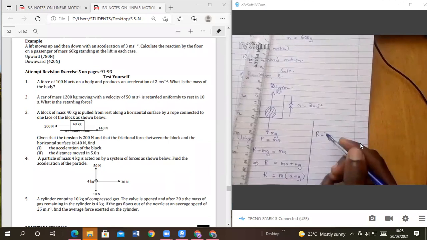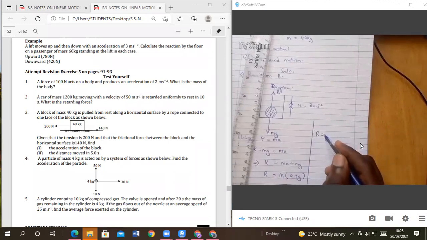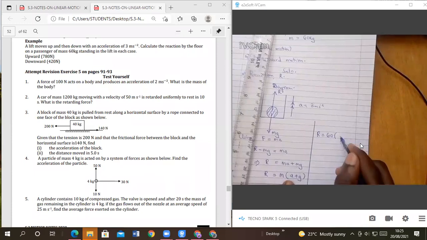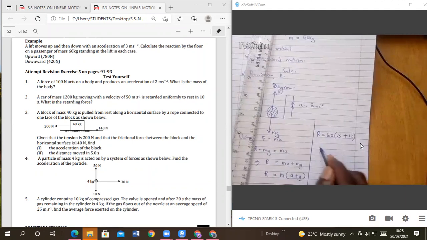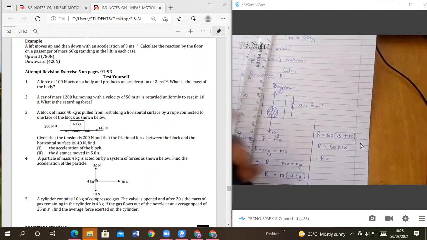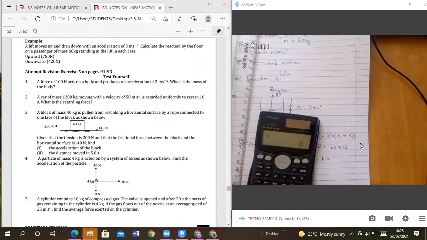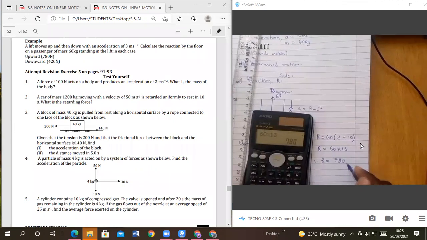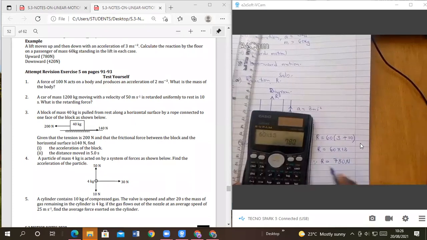So our R will be equal to the mass. What was the mass of the body of the passenger? 60 kilograms. Into what's our acceleration? A is 3, plus acceleration due to gravity, 10. So we shall have R equals 60 times 13. So our reaction will be 780. 60 times 13, we get 780. Do you leave it just like that? Newtons. 780 newtons. Now okay, very good.